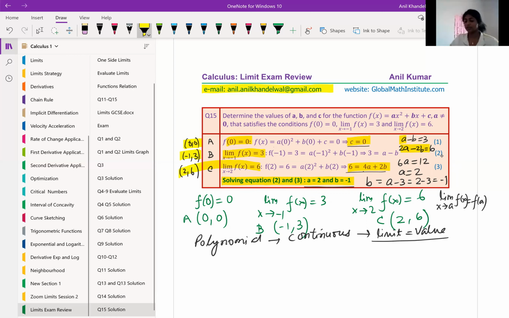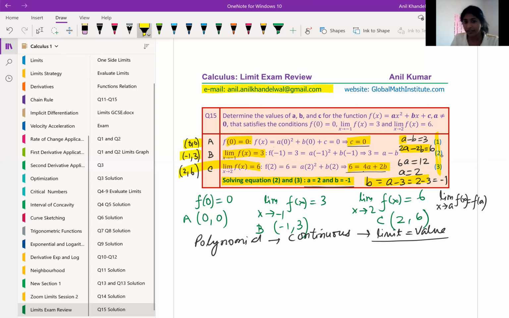Then you just use those values, sub it in, and I got 3 equals a minus b, and 6 equals 4a plus 2b. Perfect. And I just did simultaneous equations, and you get a as 2, b as minus 1, c as 0. Is that what you got?